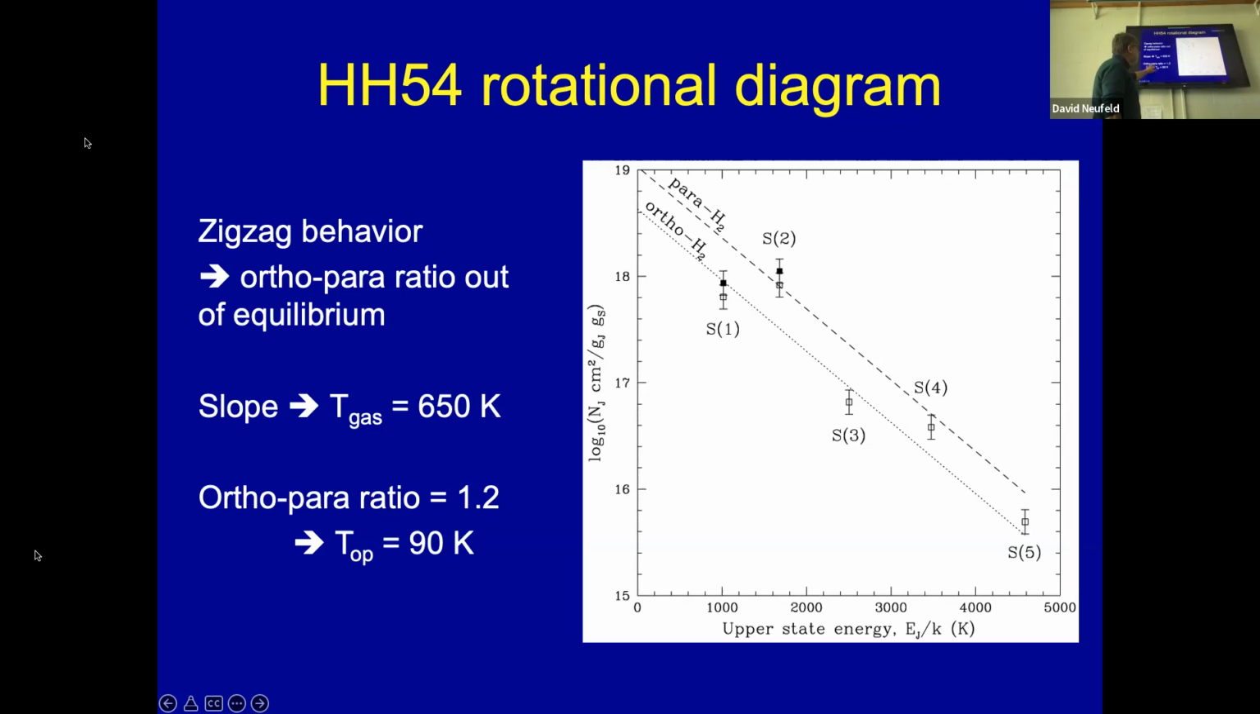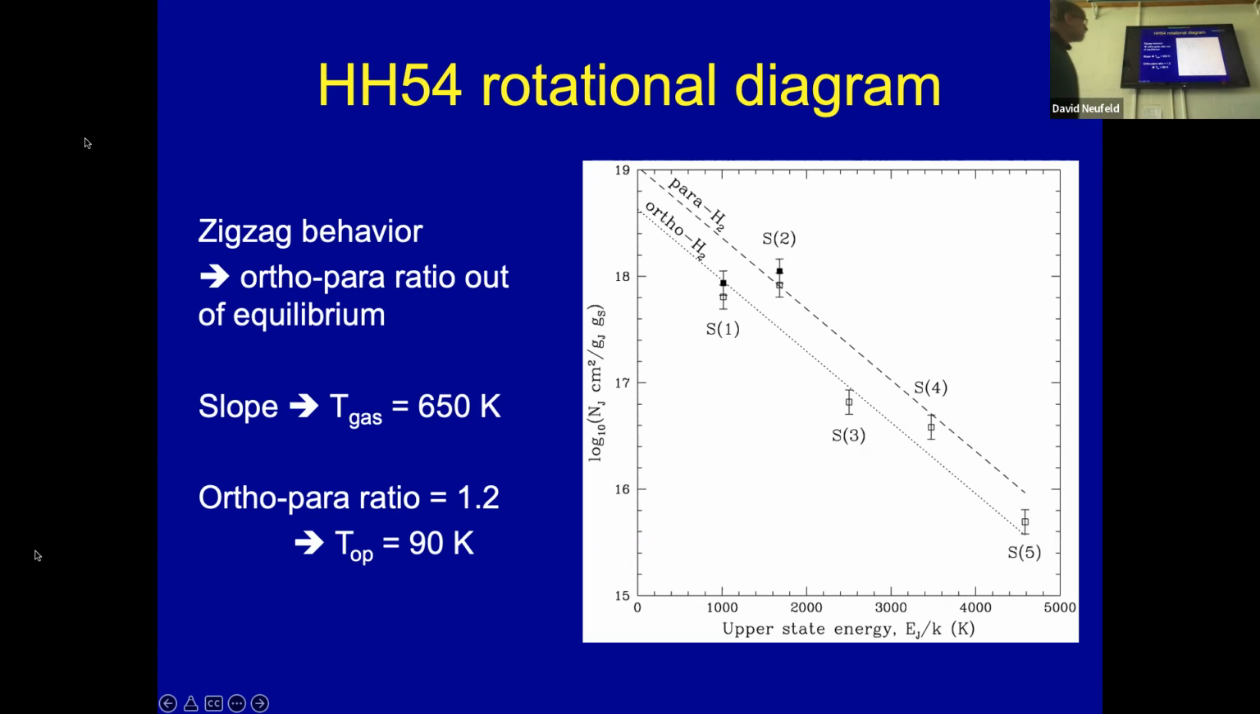But if we look at the ortho-to-para ratio, which would be almost exactly 3 at 650 Kelvin, it's less than 3. There's more para-hydrogen than we would expect in equilibrium. And in fact, the ortho-to-para ratio is only 1.2, despite the fact that this is hot gas.